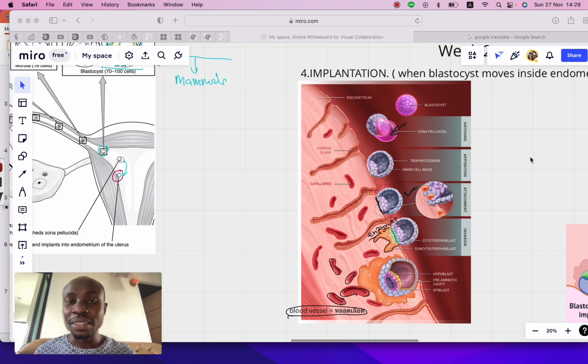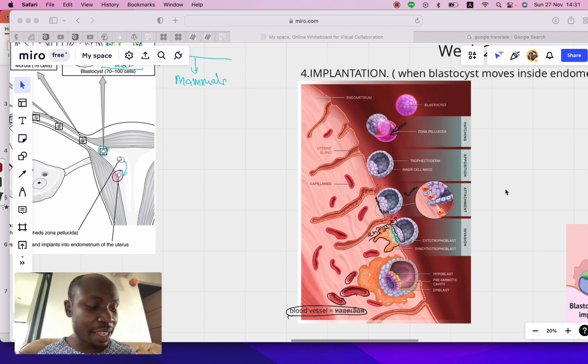Because after it meets the blood vessel of the mother, this means the water and oxygen and food can now move from the mother to the blastocyst so that it can grow. When the blastocyst moves inside the endometrium, the inner cell mass are going to change. They're going to divide. These are the inner cell mass. They are going to change and divide to form 2 layers.